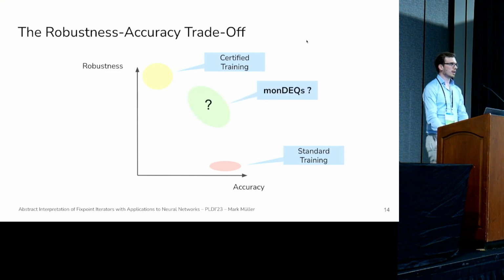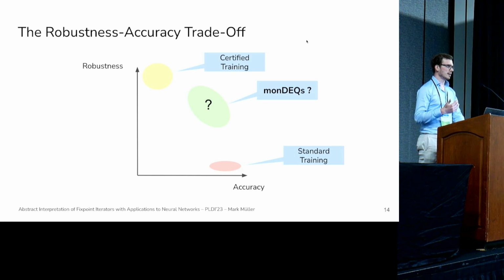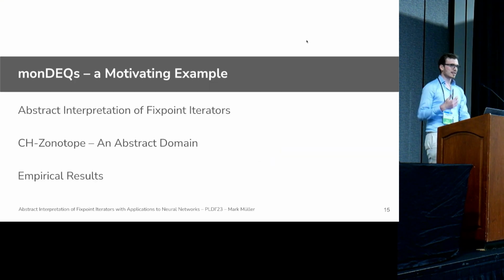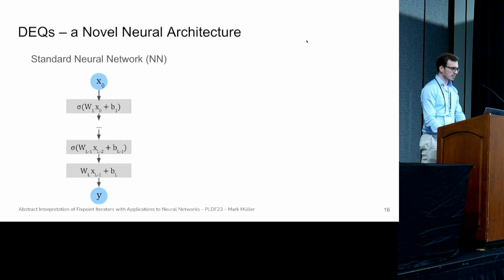Recently, a novel neural architecture called MONDEC, that is fixed-point iterator based, has been identified to exhibit empirical robustness properties without any specific training, thus raising great interest in formally analyzing their safety and robustness. And this is exactly what we'll do. I'll first provide a short background on MONDECs before discussing abstract interpretation of fixed-point iterators, and then a novel abstract domain, the CH-Zonotope, before showing some empirical results.